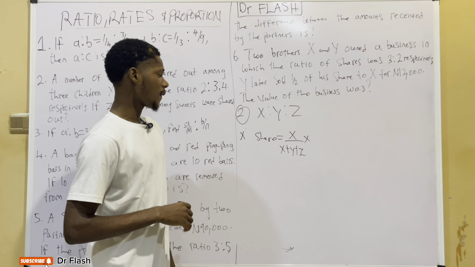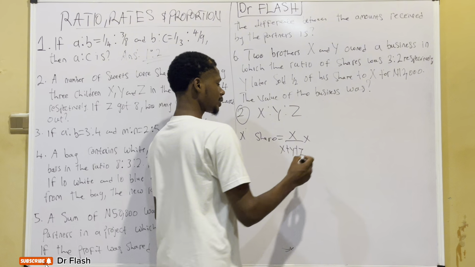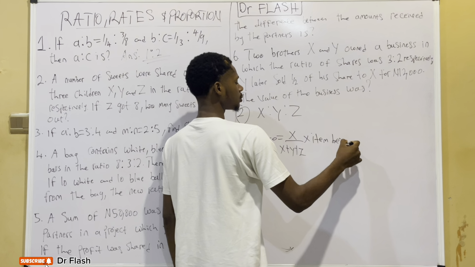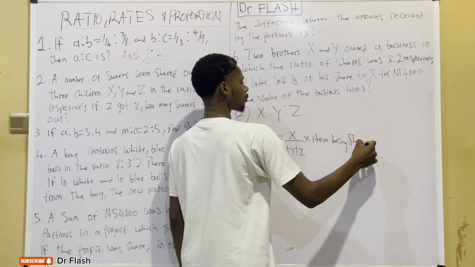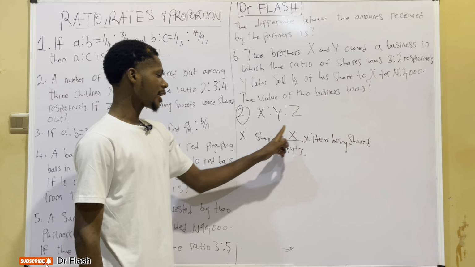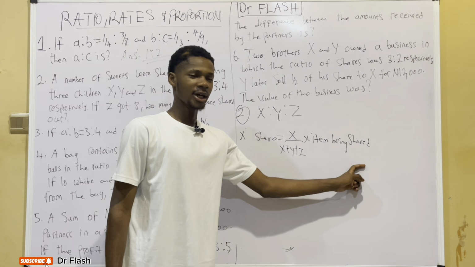Let's just write it in full, times the item being shared. Okay, that's what we're going to get. So the value of X is what now? X divided by what now? The sum times the item that is being shared.